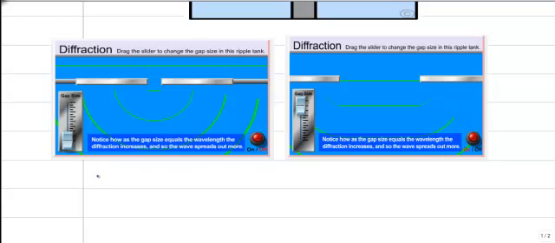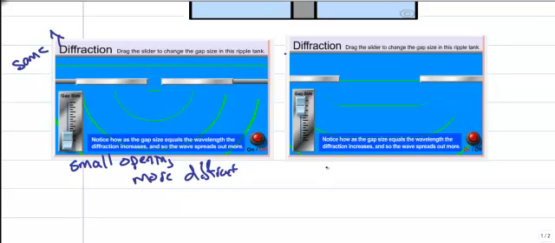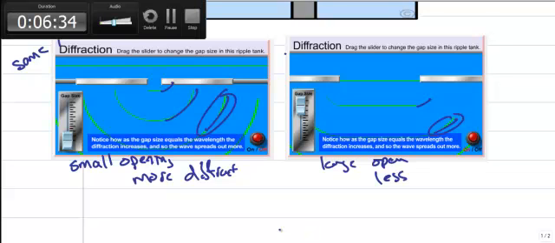Okay, so when there's a small opening for the same wavelength here and over here, a small opening tended to have more diffraction. Large opening, less diffraction. And diffraction is that filling around right there in particular. When it's a large opening, there didn't tend to be quite as much diffraction.